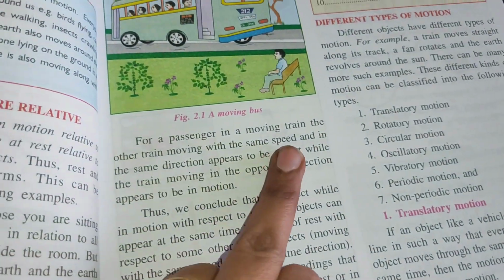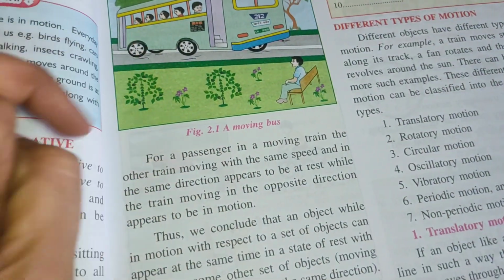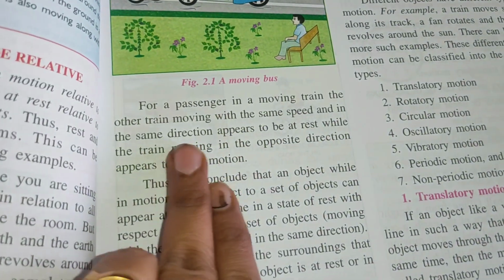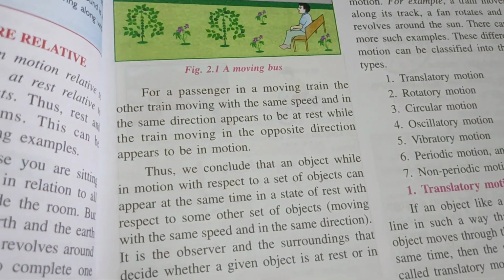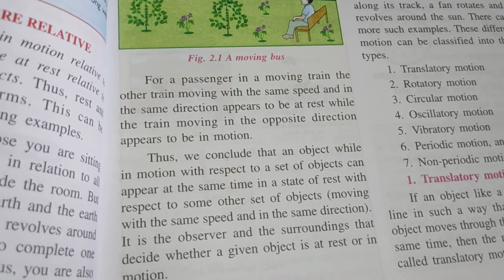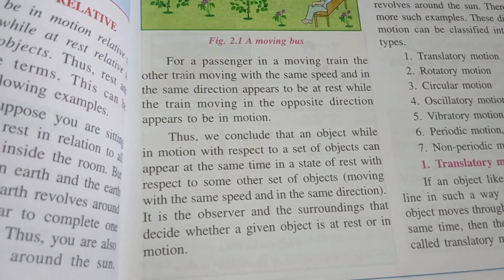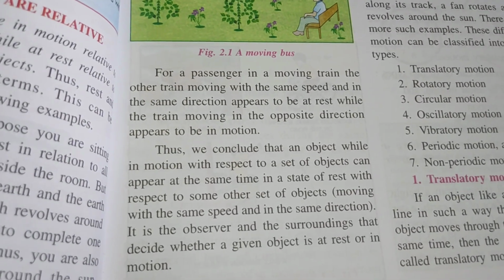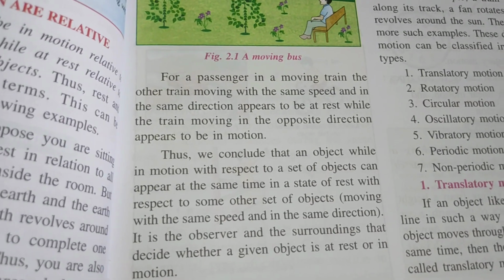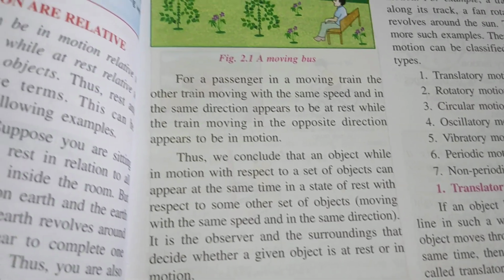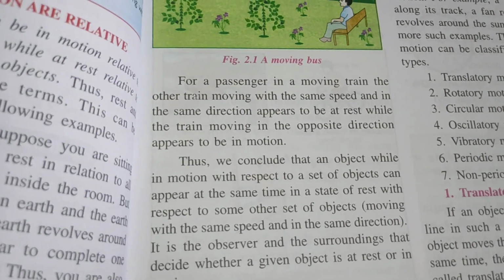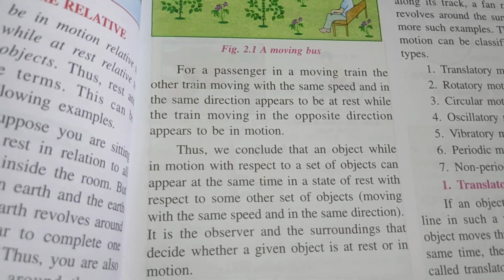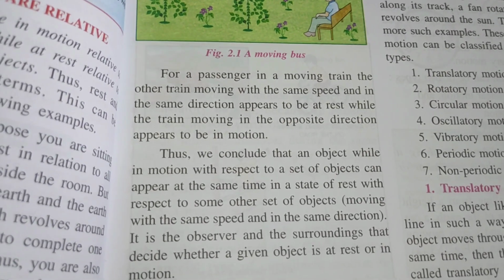For a passenger in a moving train, another train moving with the same speed and in the same direction appears to be at rest. If two trains are traveling with the same speed in the same direction, when a passenger from this train sees the passenger in that train, they both appear to be at rest. While the other train moving in the opposite direction appears to be in motion. If the train on the other side is coming in the opposite direction, not in the same direction, then it appears to be moving.